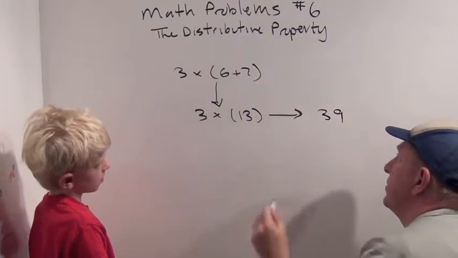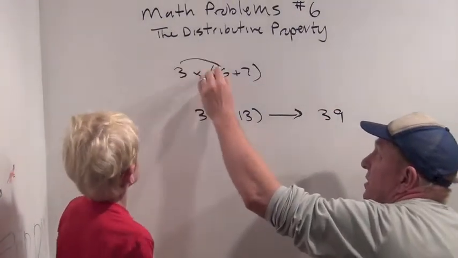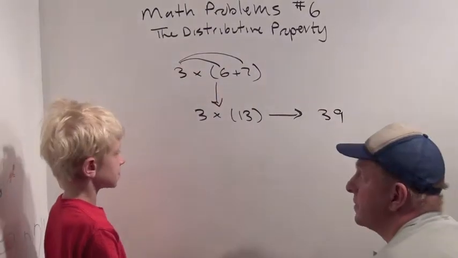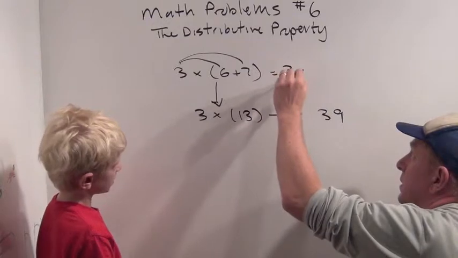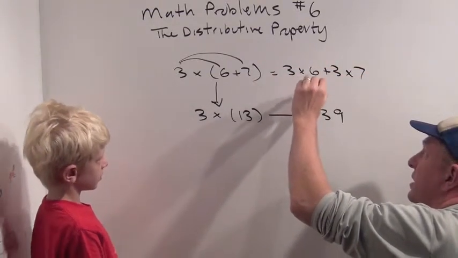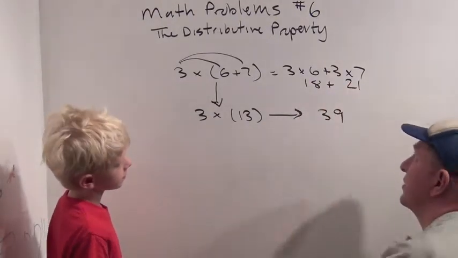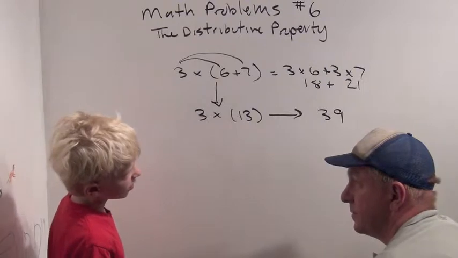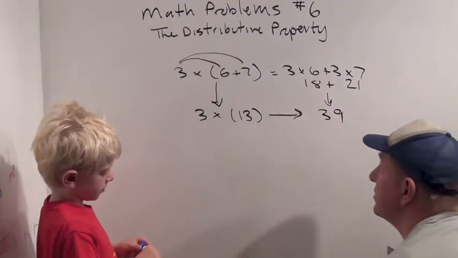But the other way we can do this is we can have the 3 multiply the 6 and multiply the 7. So what's 3 times 6? 18. What's 3 times 7? 21. What's 18 plus 21? 39. So that's pretty neat.